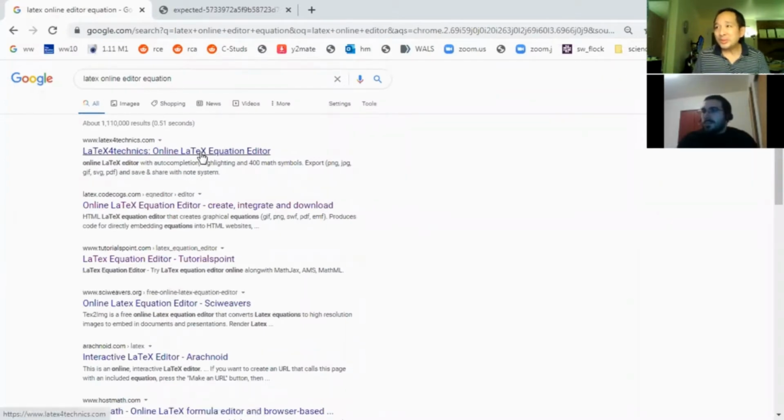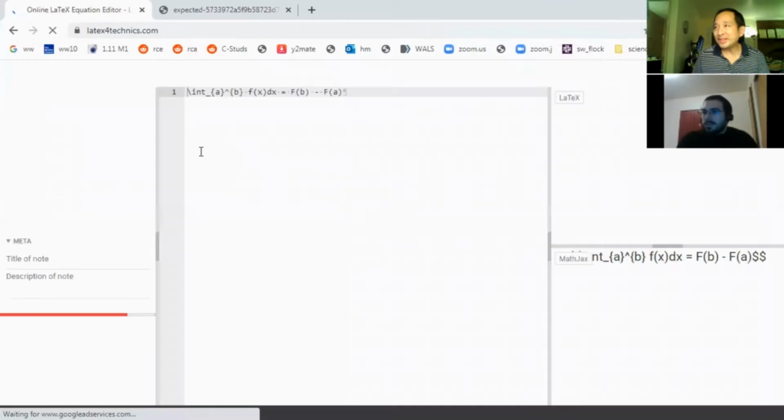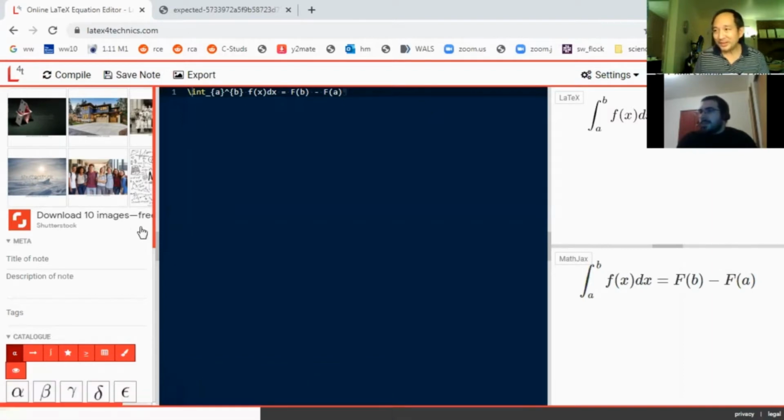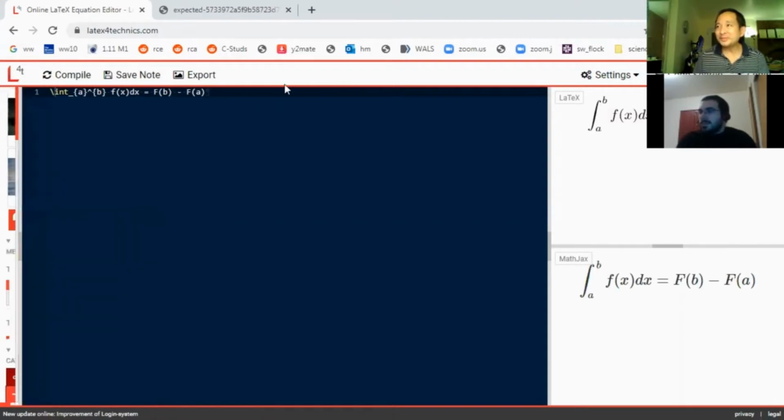It used to be CodeCogs was the best one, but now it's not as good as it used to be. So let me try this one. Oh, look. I was going to say, that's not the same algorithm, right? It's not. Okay. Let's see if I can get rid of that. So this is LaTeX for Technics. Okay, I can almost do this from, let's see, X heads equal 100%.